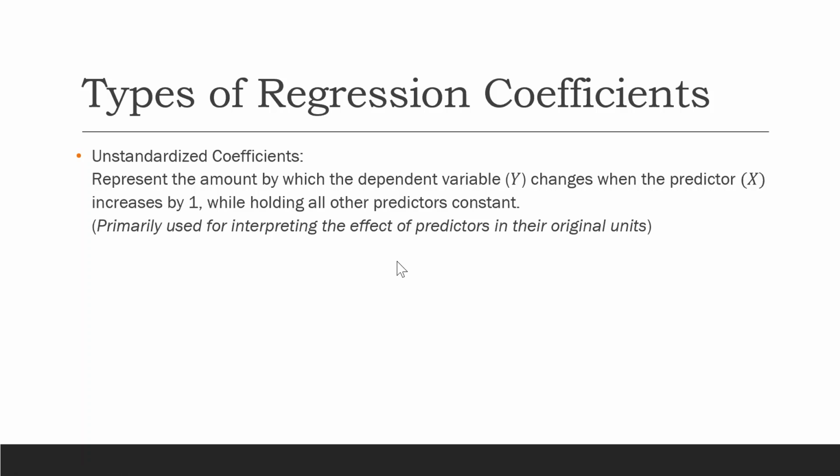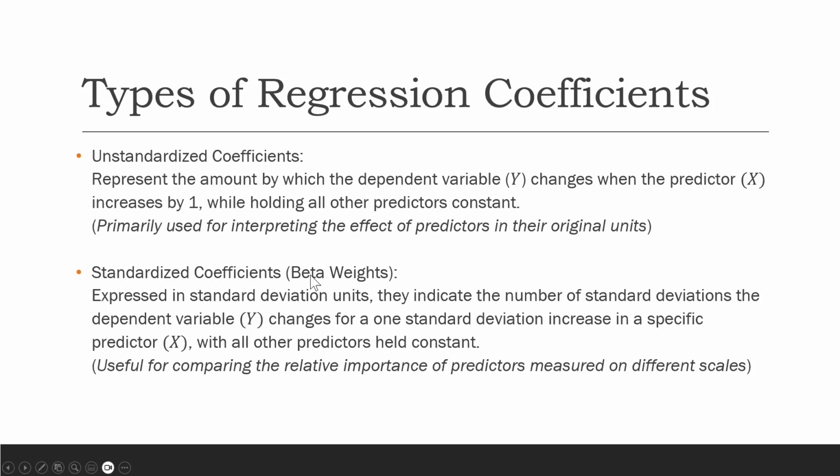And so we're going to see an example where sometimes we don't want to use the unstandardized coefficients to see which predictor actually has more of an effect on the outcome variable in a model. When we want to see that, we use standardized coefficients. Standardized coefficients are sometimes called beta weights.